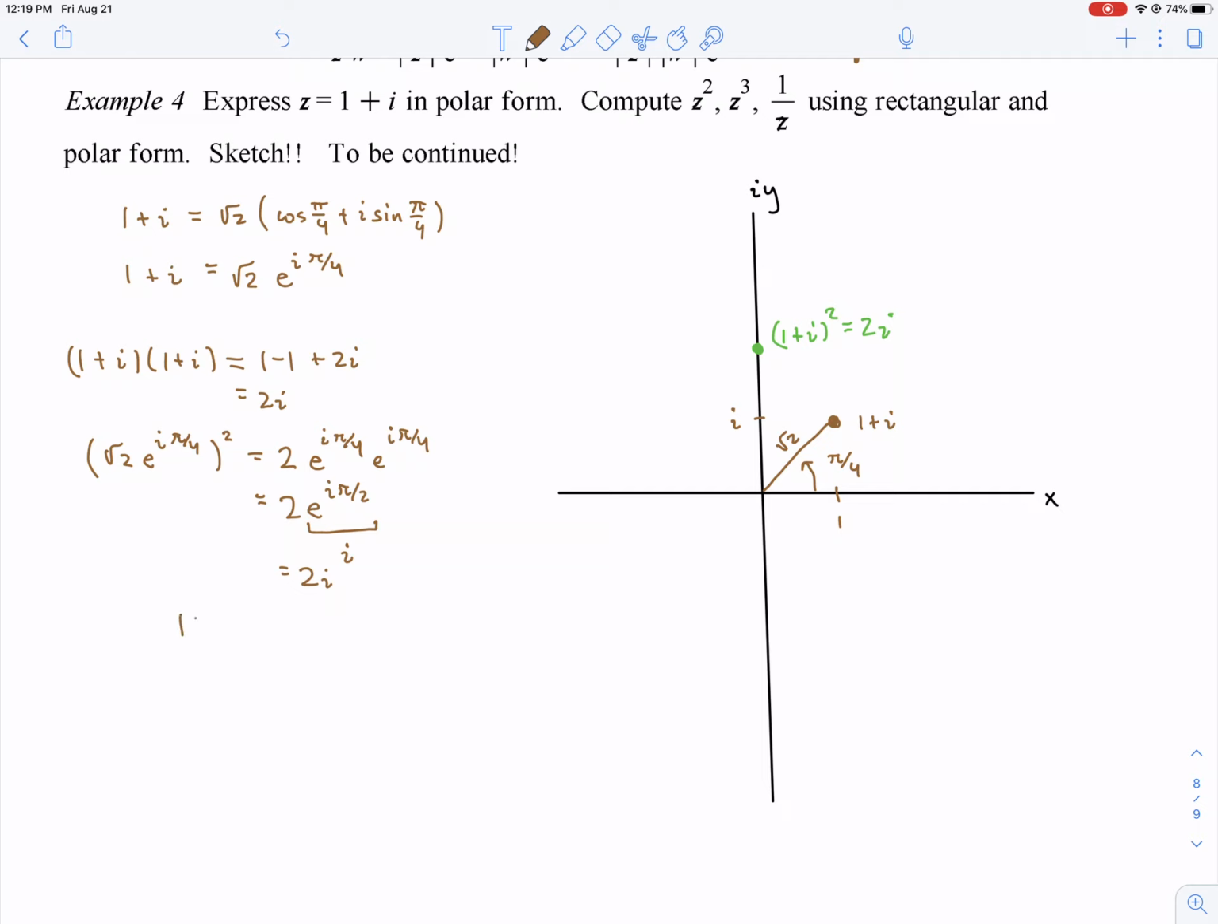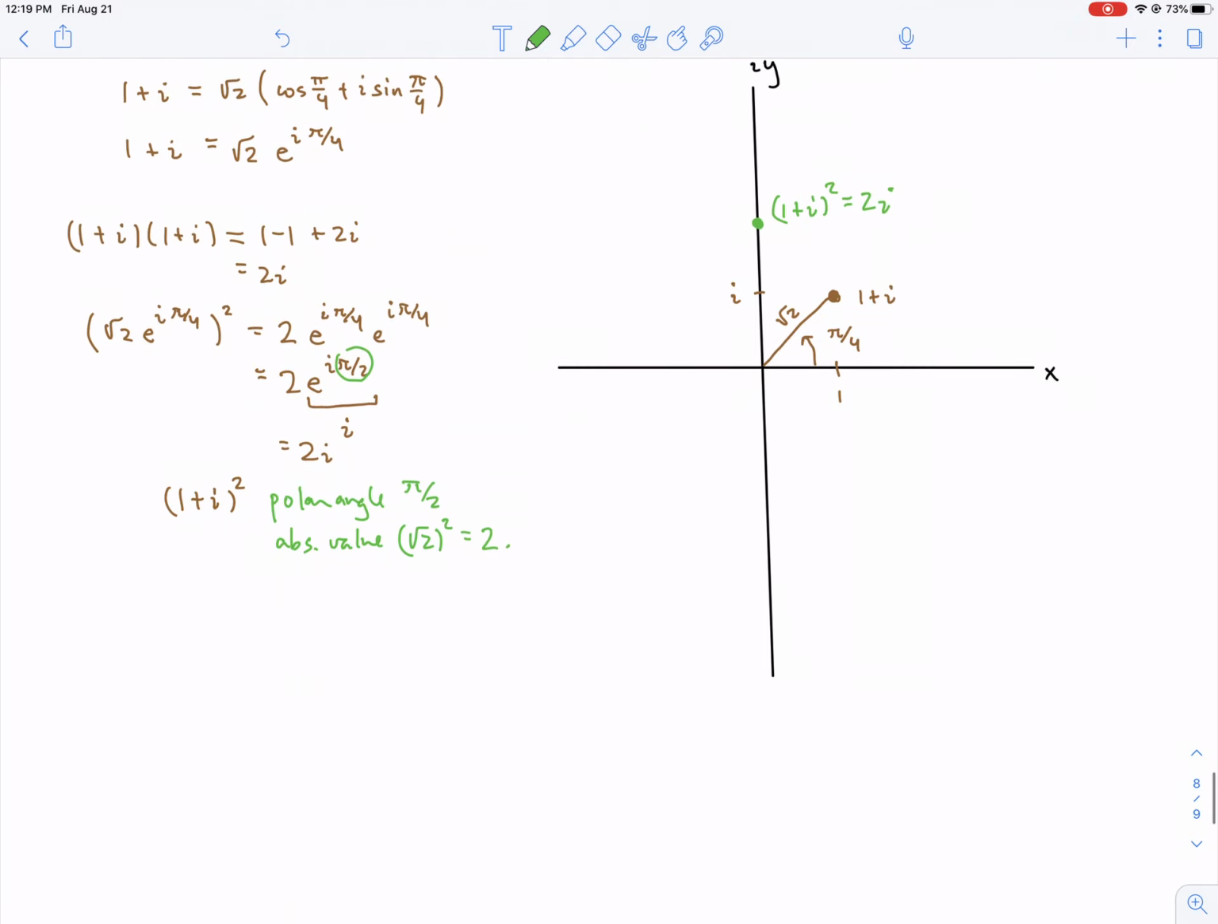So 1 plus I squared has twice the polar angle, which is pi halves, which is 2 times pi fourths, and its absolute value, or modulus, is root 2 squared, the modulus squared.